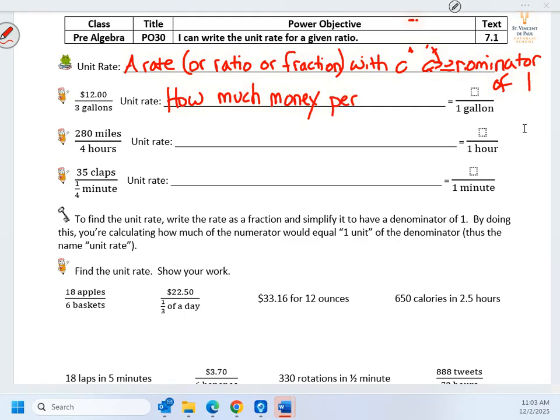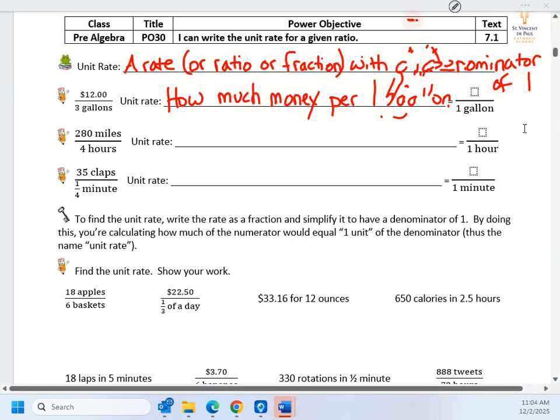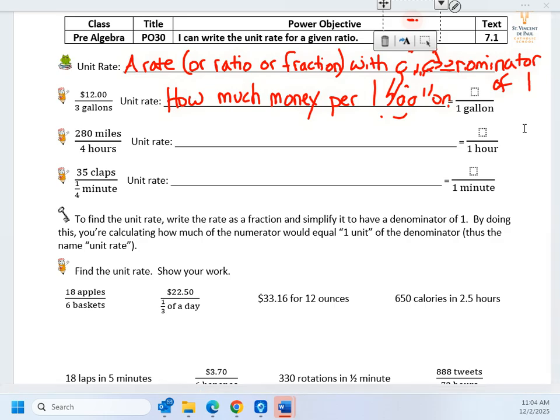Per 1 gallon? Oh my goodness. Yep, it wasn't doing this in the other class. I don't know why that must have fallen down, and it's really goofing it up.